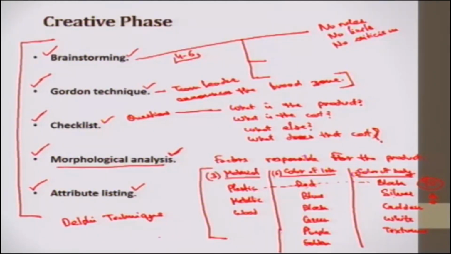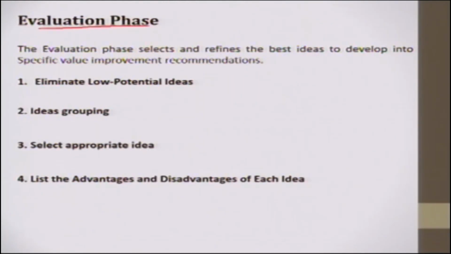Next is attribute listing. In attribute listing, the first step is to list all the various characteristics of the product which is under study. The second step is to change or alter these attributes. By methods of this system, it is conceivable to unite new mixes of qualities or traits that will satisfy some current needs better. So next is evaluation phase.